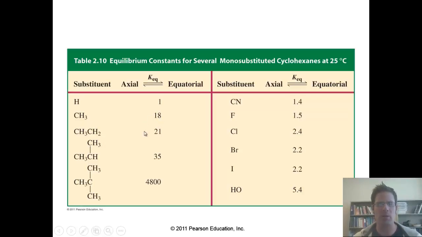That number shoots up to about double for the isopropyl group, with a ratio of 35-to-1 favoring the equatorial over the axial. You'll see that as you go to the tert-butyl group, that ratio goes even higher, with the KEQ being 4,800. So in real life, tert-butyl cyclohexane will favor the equatorial conformation over axial by a ratio of about 4,800-to-1. Let's go back to our data and see if our calculated data are consistent with these reported data.